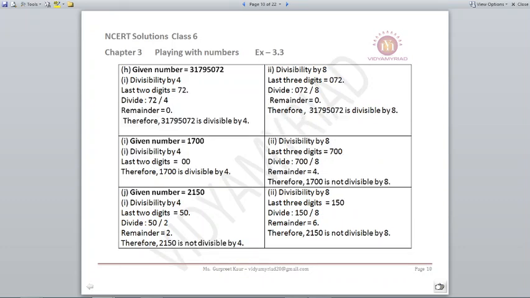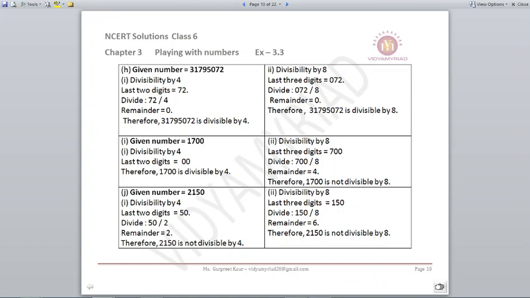Next, it's a very big number. Do not get scared of it. Just take the last 2 digits, 72, divided by 4. Remainder comes to 0. So it is divisible by 4. In the case of 8, take the last 3 digits, 072. In that case also, if you divide by 8, you get remainder 0. And hence it is divisible by both 4 and 8.